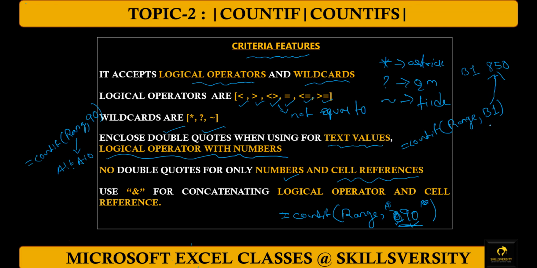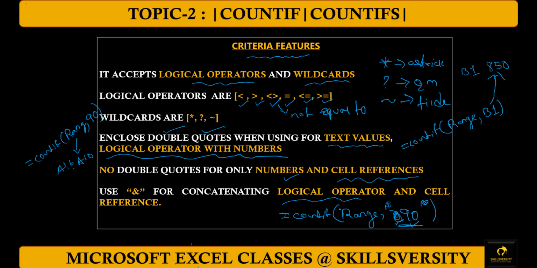You're using B1 as a reference, not giving 850 directly. So no need to enclose double quotes for cell references and numbers. But remember, when you're using a logical operator, in all these are criteria features. We are talking about criteria, right?